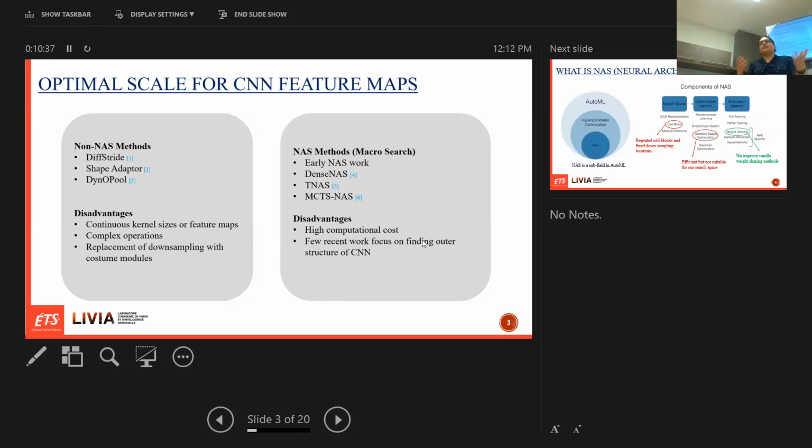However, in the recent works on NAS, where NAS has become more efficient in recent years, the focus has shifted from finding the macro structure of the network to finding only the operations inside the layers. So there are not too many works that focus on this specific problem.